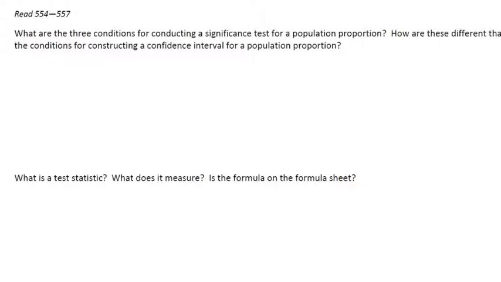So what are the three conditions when we do a significance test for a population proportion? And then how might they be different from the ones we used when we did a confidence interval for a population proportion? So a significance test means we're going to test some hypotheses. So this would be the null hypothesis, and we're interested in knowing something about a population proportion, which is P.